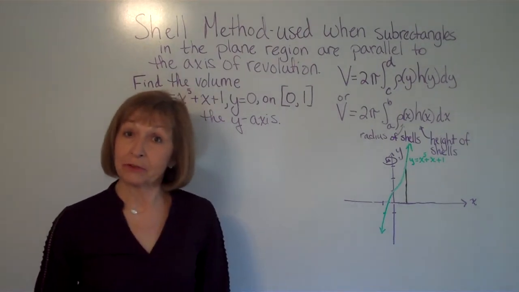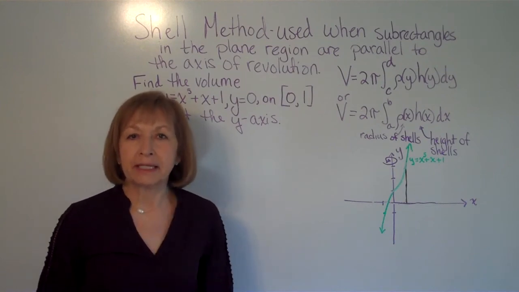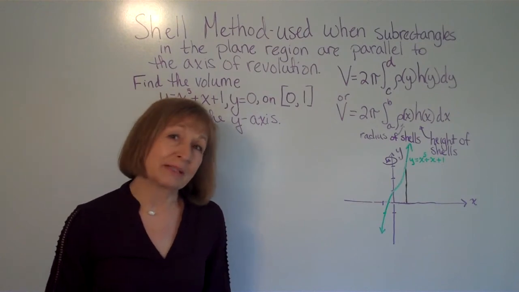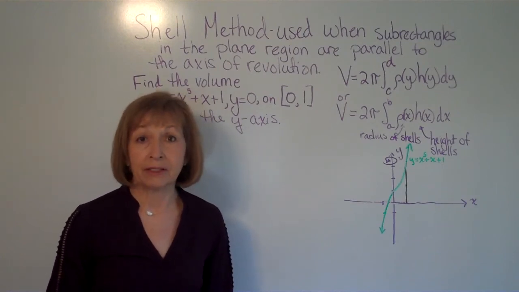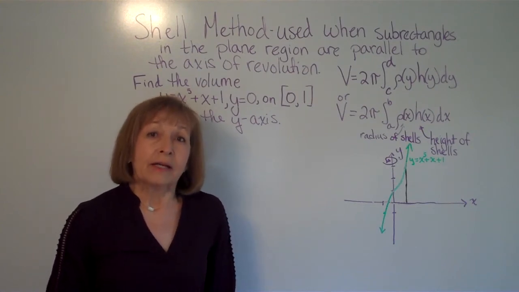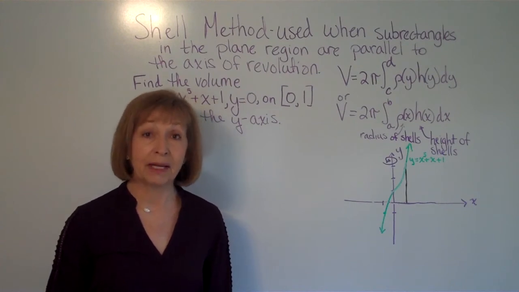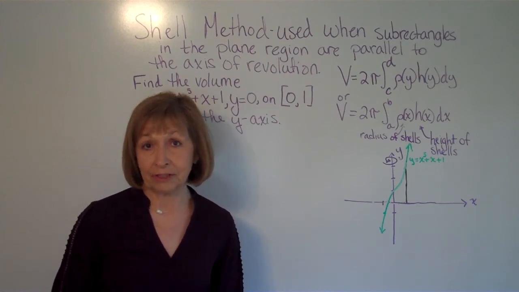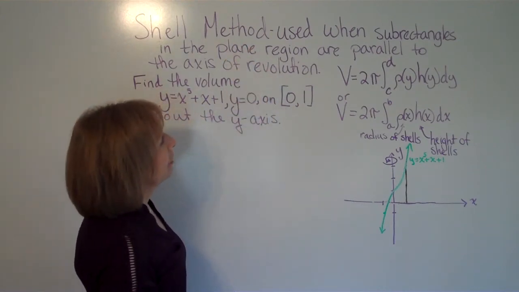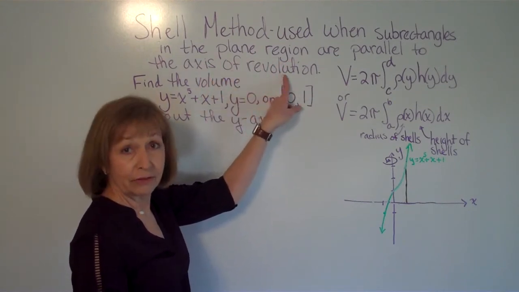When finding the volume of solids of revolution, it's not always advantageous to take the slices in the plane region perpendicular to the axis of revolution. Sometimes it's actually impossible to set up the integral for the volume if you do it that way. Well then, what if we took our subrectangle representation in the plane region parallel to the axis of revolution? If we do that, we're doing something called the shell method. The shell method is used when the subrectangles in the plane region are parallel to the axis of revolution.